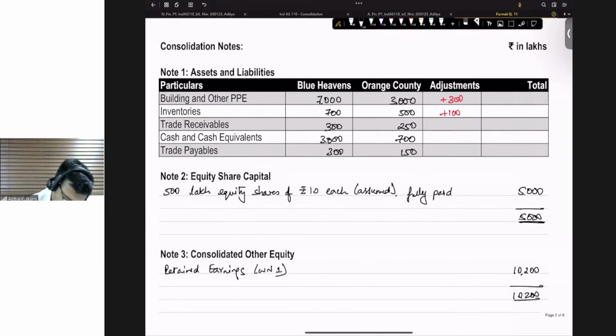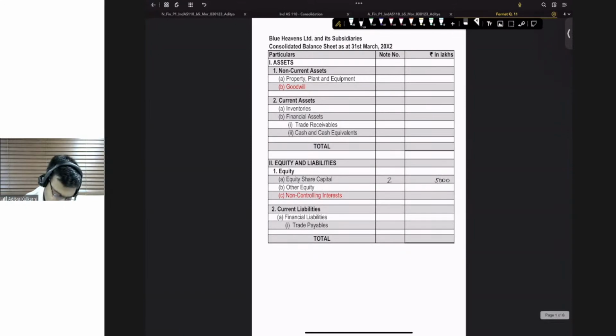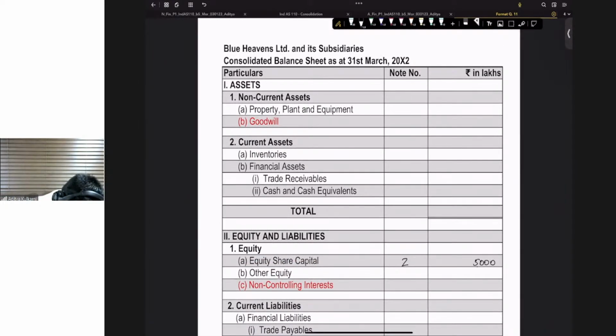So add up your assets and liabilities. 7 plus 3, 10 plus 300, 10,300. Inventories 1,100. This is 550, 3,700 and 450. Start posting the respective items in the balance sheet and your balance sheet should tally. Okay. So property, plant and equipment stands at 10,300. Goodwill is 975 from working note 2. Non-controlling interest is from working note 3 and that is 1,175.